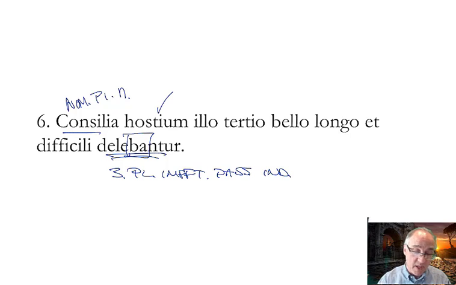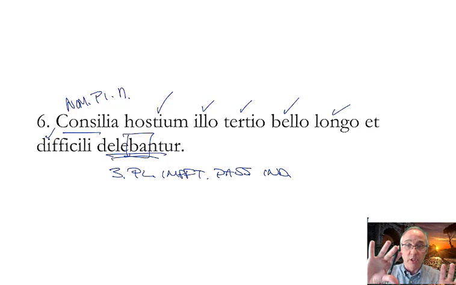The plans of the enemy in that third war, the long and difficult one, were destroyed. I think I said changed. This is deleted. This is the word we get delete from. So it means destroyed. It was deleted. The plans of the enemy were deleted in that long and difficult third war. I think the Latin puts the long and difficult at the end. I mean, after the noun, we would put it at the beginning. In the long and difficult third war. So the plans of the enemy were destroyed in that long and difficult third war.